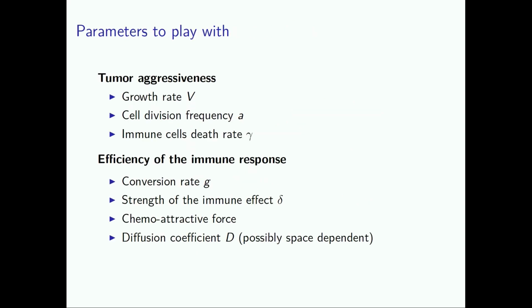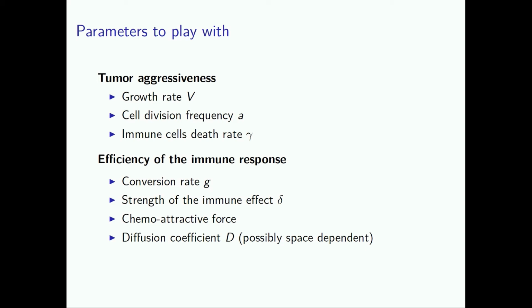Okay, so we can play with several parameters in the model, and you can distinguish the action of these parameters depending on whether they are related to the aggressiveness of the tumor, which is the case of the growth rate of the tumor, the division rate of the tumor, and also the death rate of the immune cells, that can also be influenced by the presence of the tumor. Okay? So this is a first set of parameters, and the other set of parameters can be related to the efficacy of the immune response. So this is the case of the conversion rate of the resting immune cells into active immune cells. This is what I call G. The strength of the immune effect, how much the immune cells are able to kill the tumor cells.